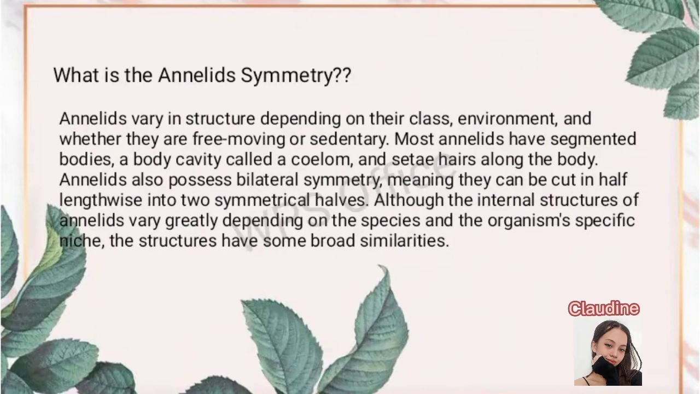What is the annelid symmetry? Annelids vary in structure depending on their class, environment, and whether they are free-moving or sedentary. Most annelids have segmented bodies, a body cavity called coelom, and setae along the body. Annelids also possess bilateral symmetry, meaning they can be cut in half lengthwise into symmetrical halves, although the internal structures of annelids vary greatly depending on the species and the organism's specific niche. The structures have some broad similarities.